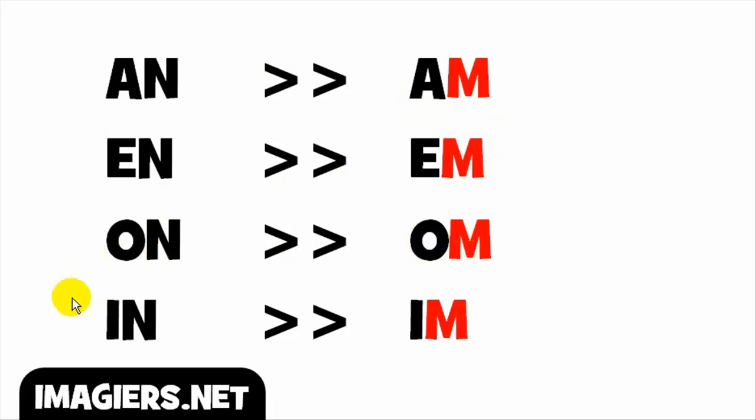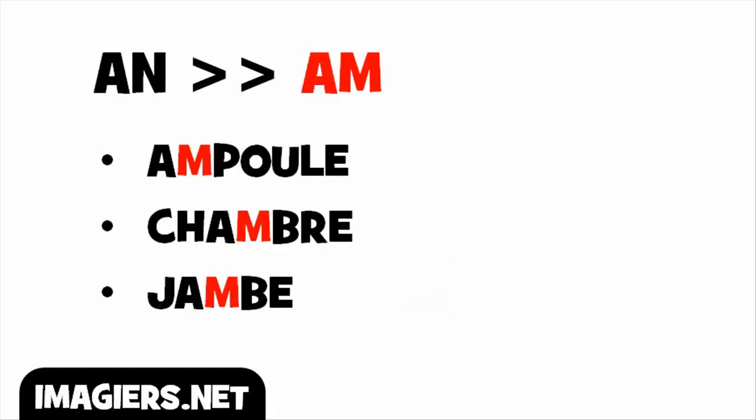So it will be the same. E-N, un, E-M, un. Okay, so let's see a few examples now. Remember, the first example that we had was A-N, en, A-M, en. In that case, we've got this word, en poule. Second example, A-M, en, and then ch, chambre. Then A-M, en, jambe.